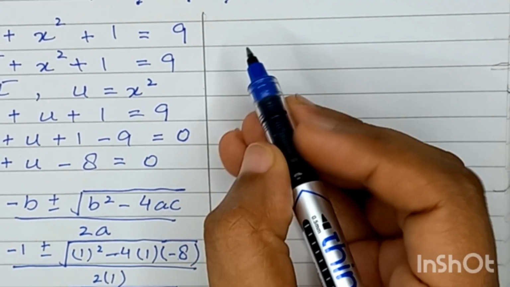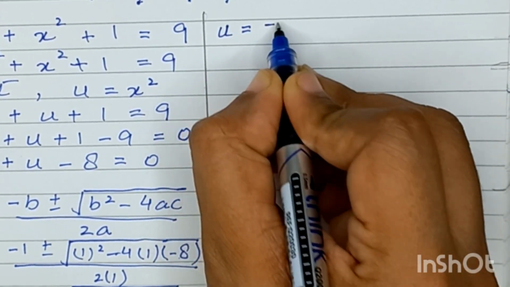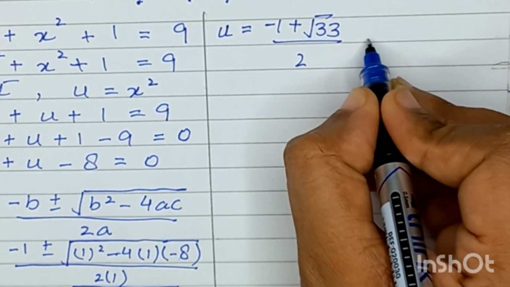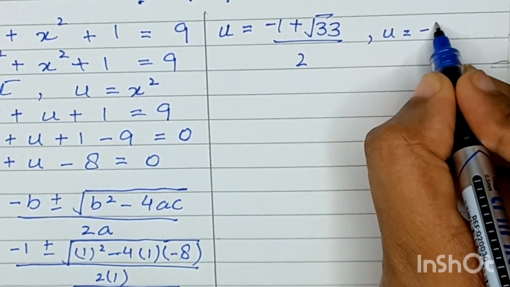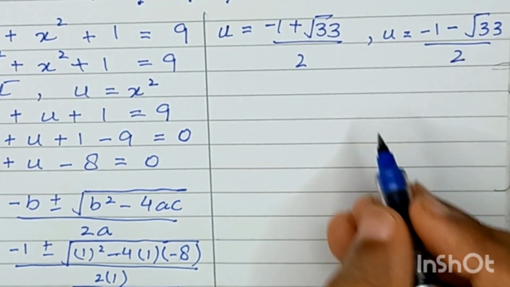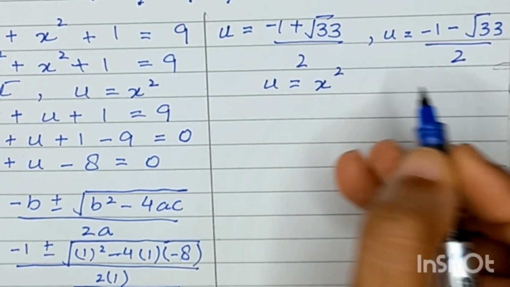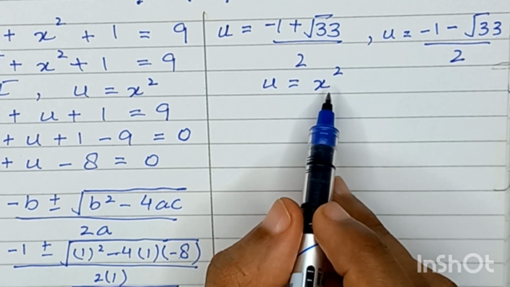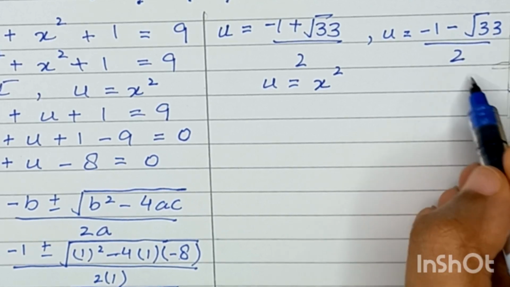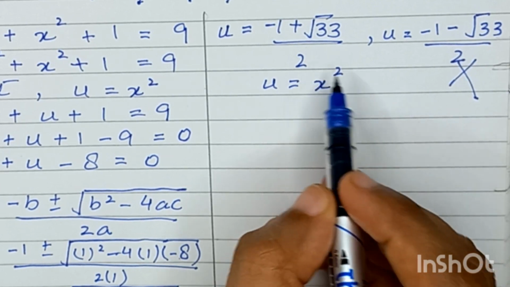It means we have two solutions: u equals (minus 1 plus square root of 33) divided by 2, and u equals (minus 1 minus square root of 33) divided by 2. But u is equal to x^2. The square of any number is positive, but this number is negative, so this solution will be rejected. So we will solve the other solution and find the value of x from here.